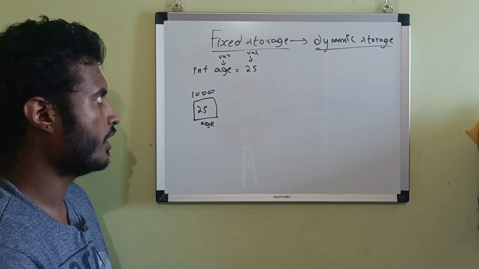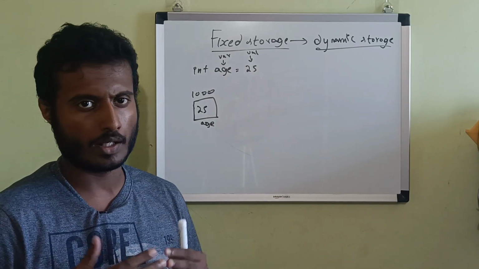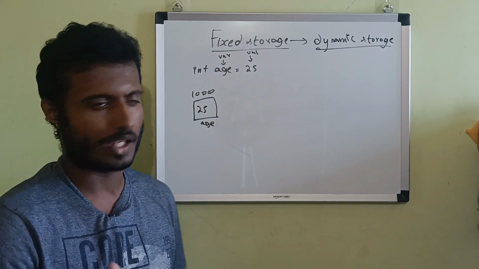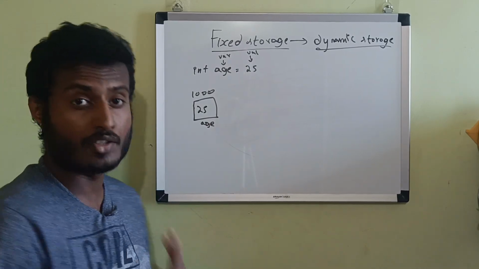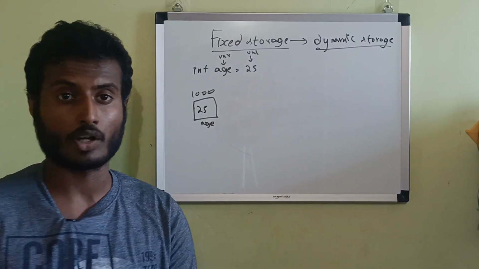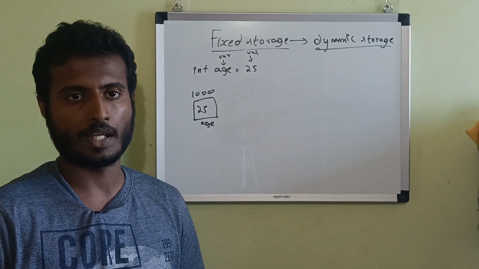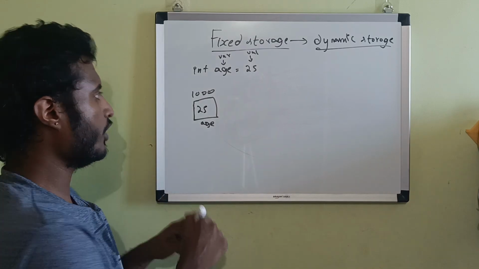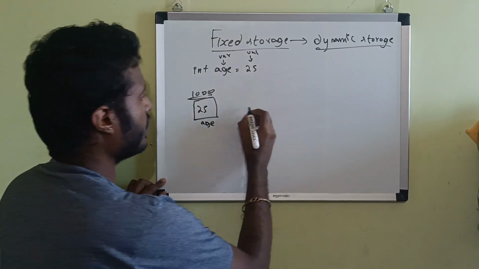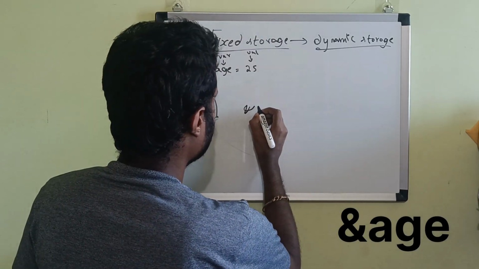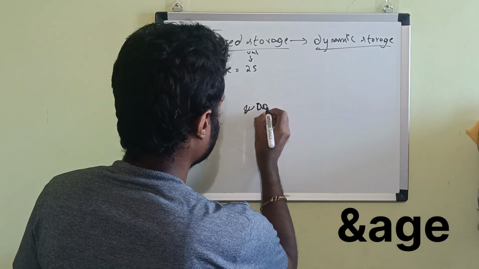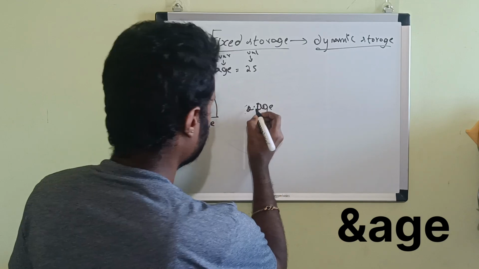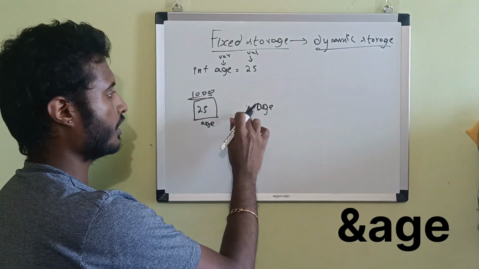So what's next? Does this solve any problem? Yes, it does. It is giving us dynamicity, one thing. Second thing, it is doing its job. It is allotting, knowing the space for the variable to store. But the problem is we don't know this. To know this, we want &age. I'll write it properly. So &age.